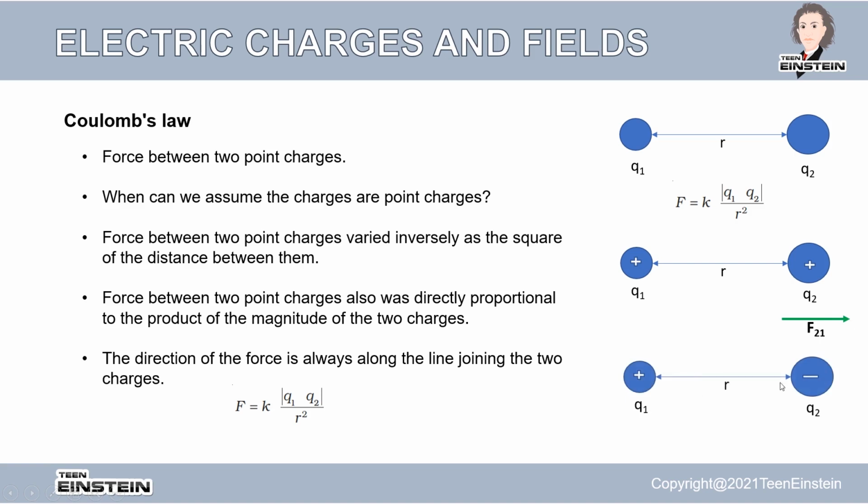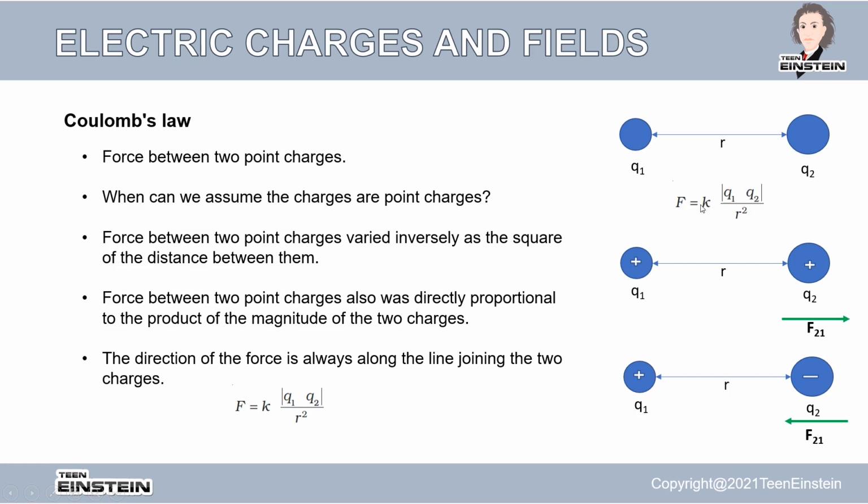What if one charge is positive and the other charge is negative? Again we look at the force F21, the force exerted on Q2 by Q1. That force will now be towards the left, because now Q1 is positive and Q2 is negative.